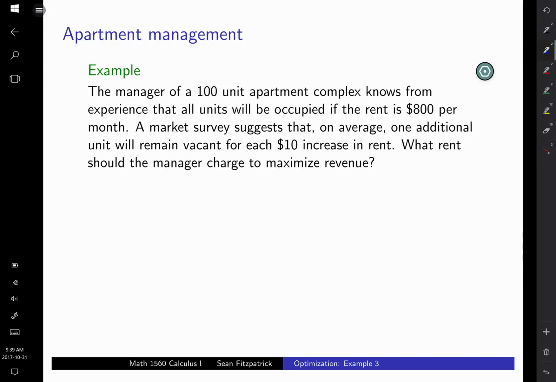And again, these are contrived examples, right? They're not necessarily realistic, but they give us simple examples where we can work out the numbers that give us an idea of how we might do these things in more realistic problems.